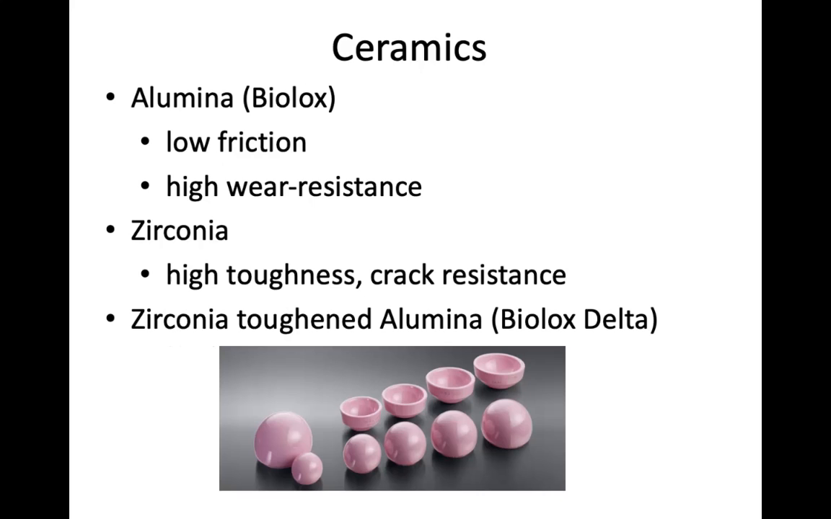Some examples of ceramics include alumina, which has very low friction and high wear resistance. There's zirconia, which has high toughness and crack resistance. The problem with zirconia was that there was a particular product which, due to manufacturing changes, had catastrophic failure. So zirconia isn't frequently used. In contrast, zirconia toughened alumina, also known under the trade name of Biolox Delta, is frequently used, and this is used by multiple manufacturers.